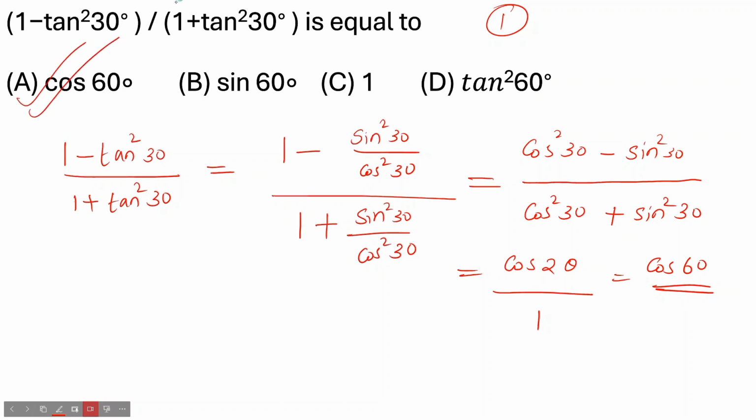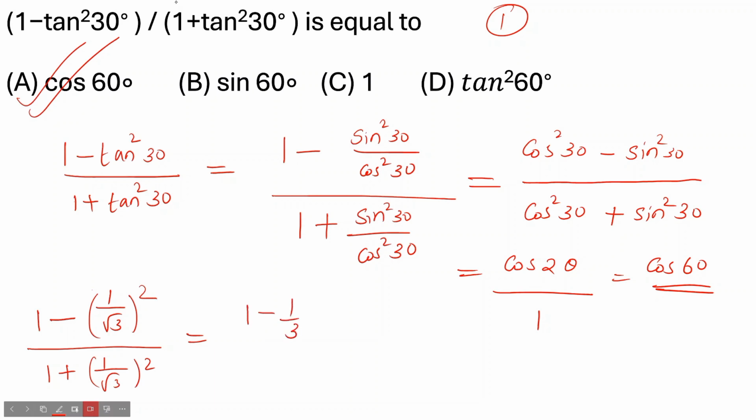And if you want to find it by applying the values, maybe if you are not sure about these equations, you can use just applying the value. Tan 30 is 1 by root 3. Okay, using that previous trick, you can find tan 30 is 1 by root 3 and you want to find the square, divided by 1 plus 1 by root 3 square. Okay, and 1 minus 1 by 3 whole divided by 1 plus 1 by 3.